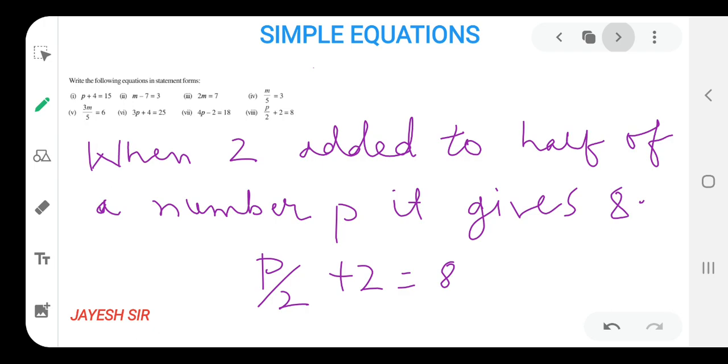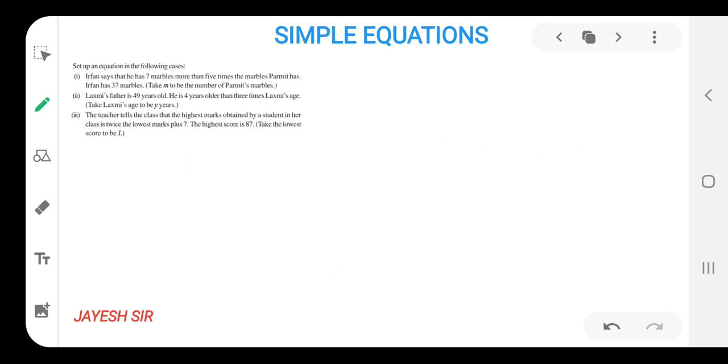So let us begin with the next type and see what new we are going to learn today in this video. Set up an equation in the following cases. Here the statements are given to us and we need to form the equation. I think we have learned this in our previous class also. So let us begin with that. Irfan says that he has 7 marbles. What is to be said? Irfan has 7 marbles, more than 5 times the marbles Parmeet has.